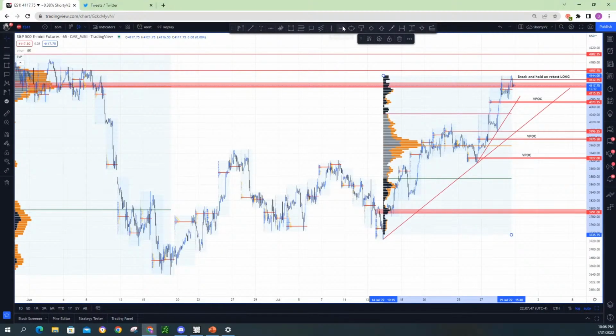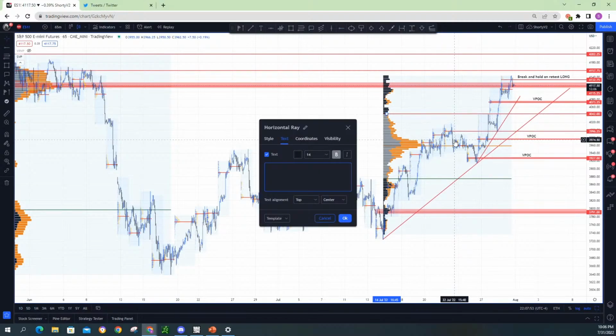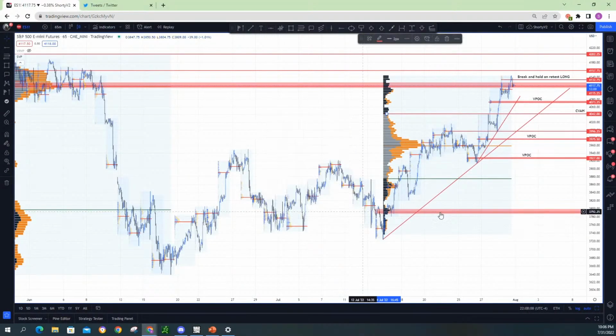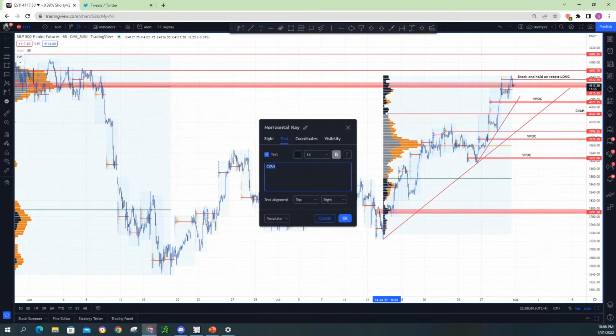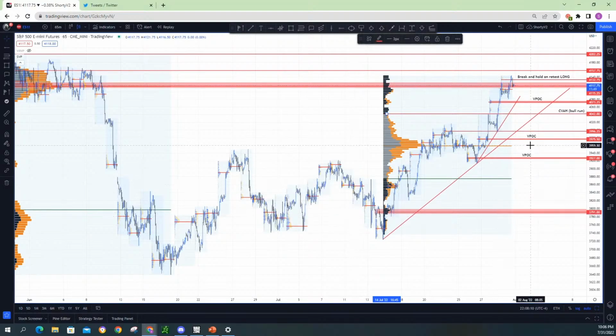So this is, I would call it, July 14. I would call it the run up composite value area high. I will just put this on the right side. And you have that. So now you're able to kind of gauge that, right?